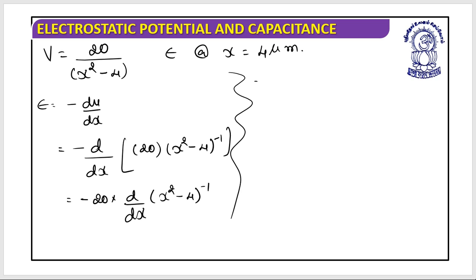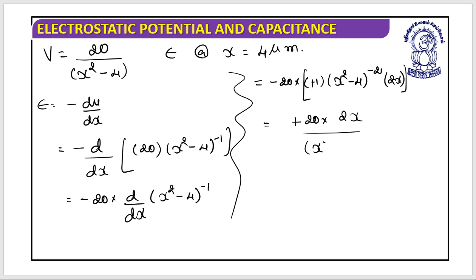And if I differentiate this, this is equal to minus of 20 into minus of 1 into x square minus of 4 to the power minus 2. I am using n into x to the power n minus 1, multiplied by, as I need to apply the chain rule, the derivative of x square, that is 2x. So this is minus of 20 into 2x, then minus minus plus. So this would be a plus, divided by x square minus of 4 to the power plus 2.